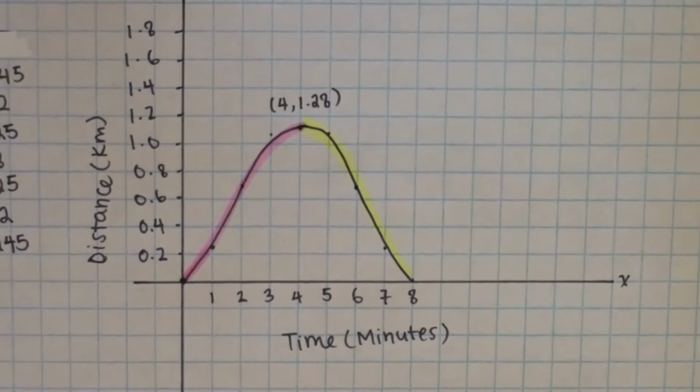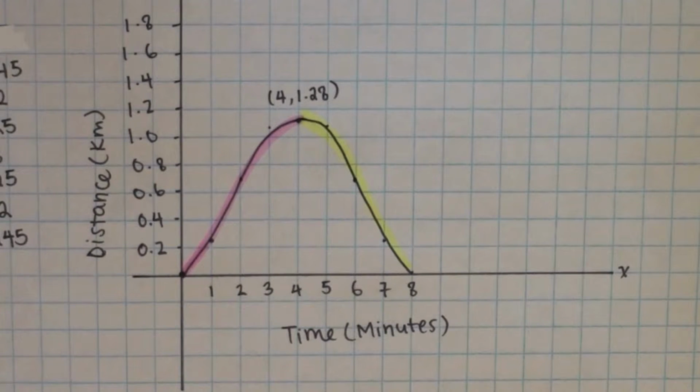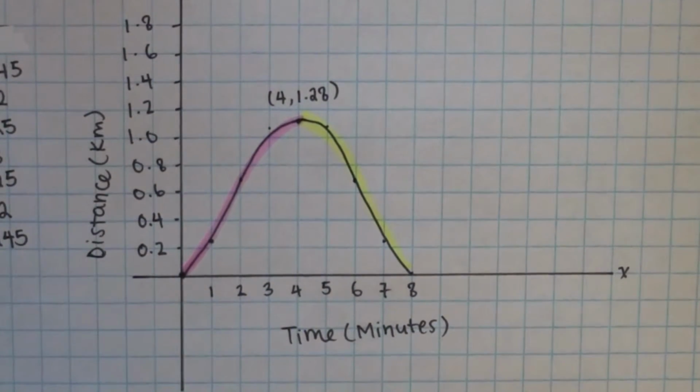The IROC is negative where the interval of decrease is. When the boat is decreasing in distance from the dock, the IROC is negative. On the graph from 4 to 8 minutes, the IROC will be negative because the boat is going towards the dock, and the slope is negative.